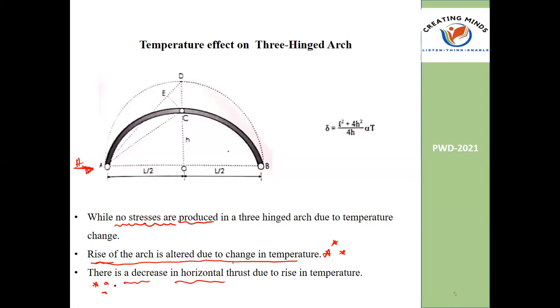Due to temperature variation, the horizontal thrust will decrease. The rise of the arch will increase. The crown part will rise. The horizontal thrust will decrease. This is very, very important. Now, the influence of horizontal thrust in three-hinged arches.